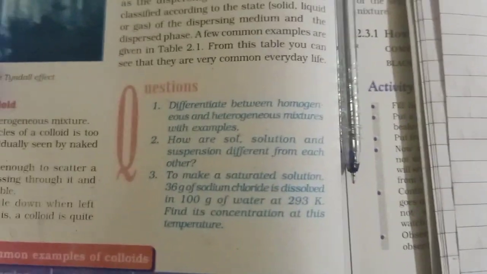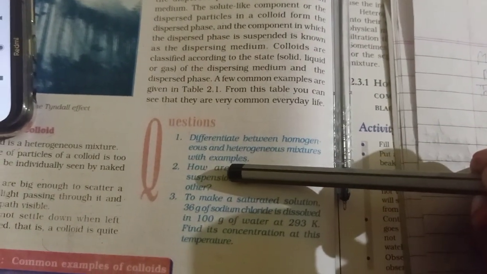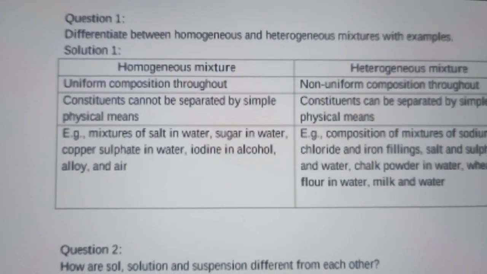Hello student, now in this video we will discuss the following question. Question first, difference between homogeneous and heterogeneous mixtures with examples. The difference of the homogeneous and heterogeneous mixture.